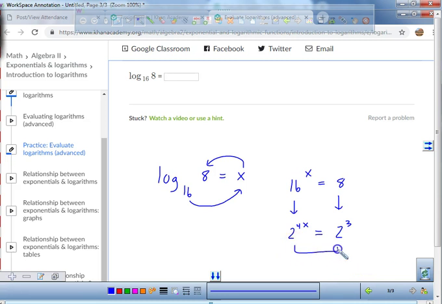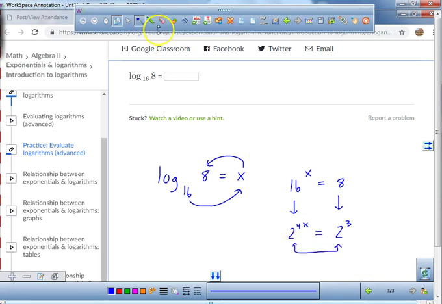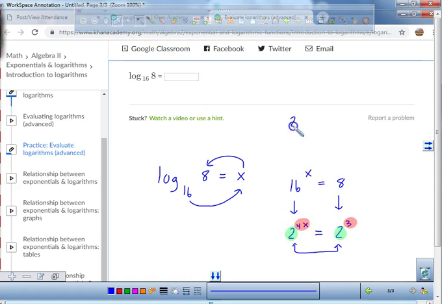Now that I have the same base, base 2, right? What can I set equal to each other? I can set the 4x equal to the 3. Does everybody understand that 2 to the power of 4 is 16, and 2 to the power of 3 is an 8. So what am I setting equal to each other? 4x equals 3. Divide both sides by 4.